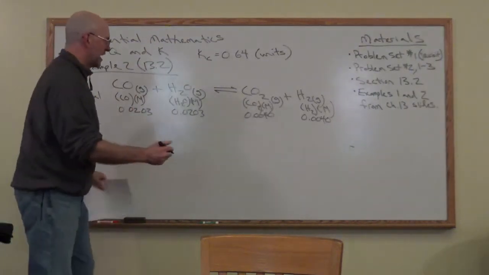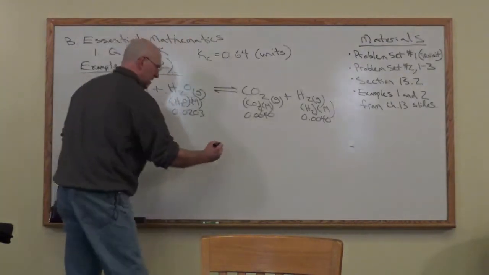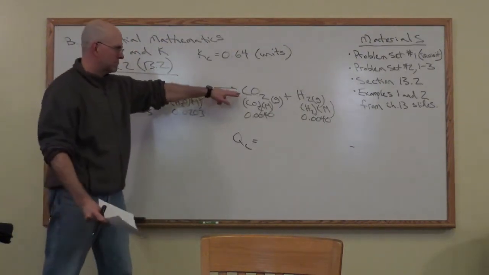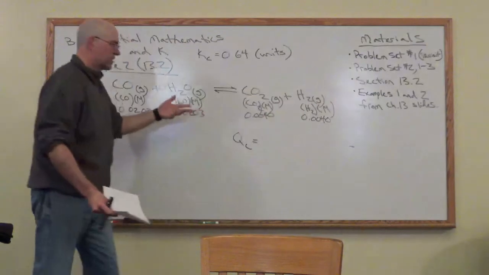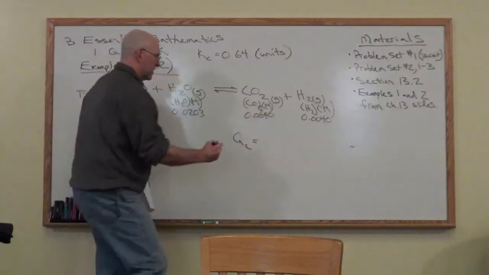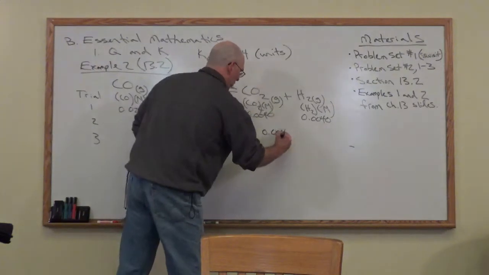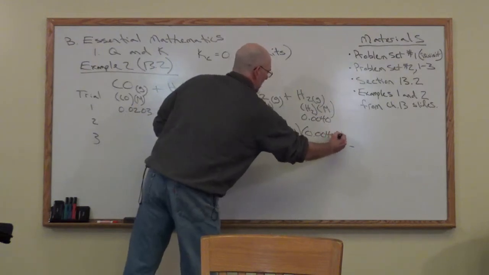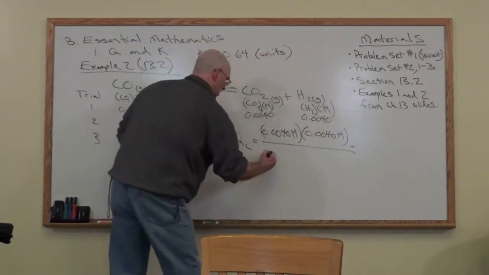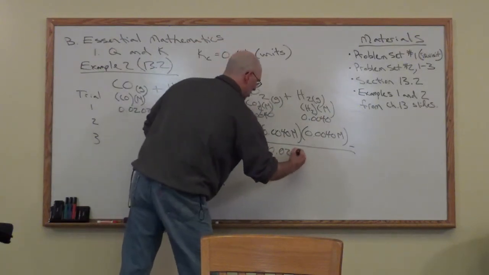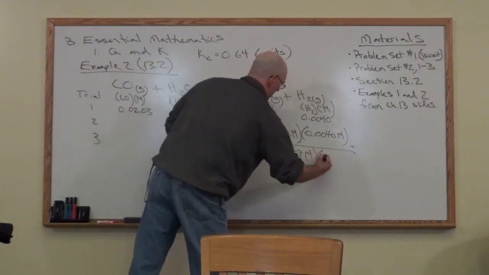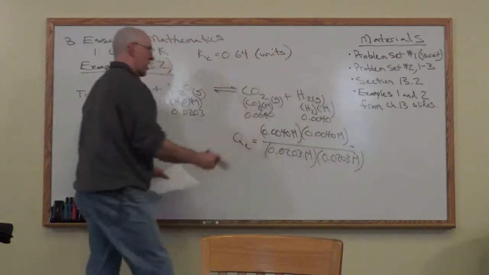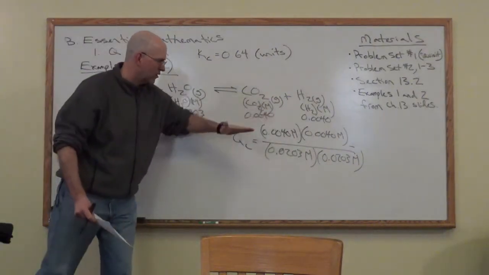So let's just do the first one together here. So for trial 1, QC, and I don't think I want to write out the expression with the symbols. It's just this to the first times this to the first. I think we can just go right to the numbers. So it's going to be 0.0040 molarity times 0.0040 molarity over 0.0203 molarity times 0.0203 molarity. So in these other trials, you'll set up the same thing. Just set up products over reactants.